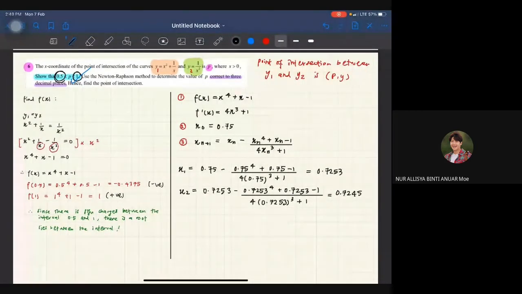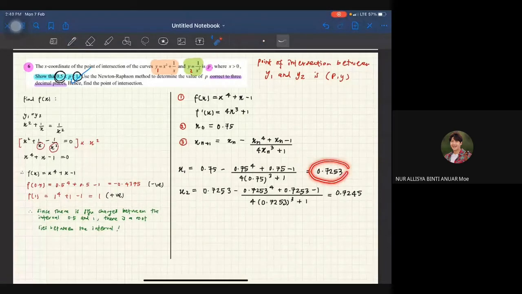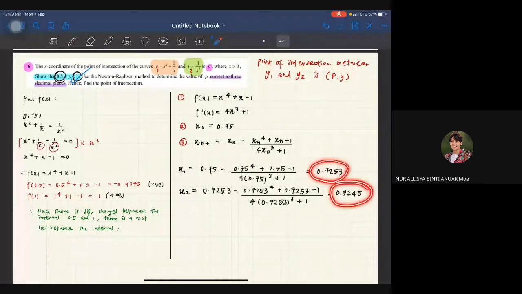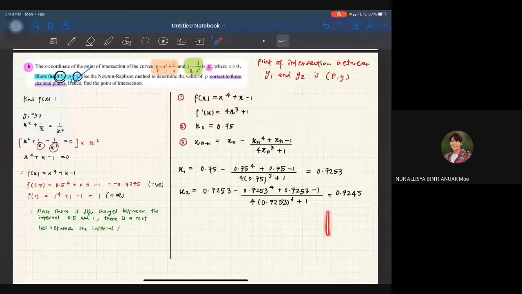7245. Okay, so kalau tengok dekat sini, nilai yang ini and also this one are not the same. Okay, so these values are not the same. Okay, so awak mesti sambung lagi sampai awak dapat 2 jawapan yang sama. Dia berterutan.